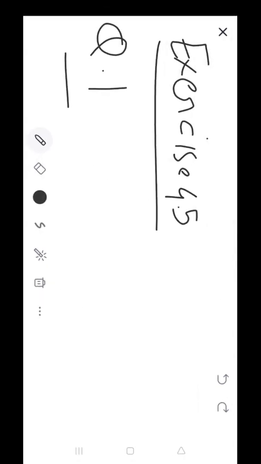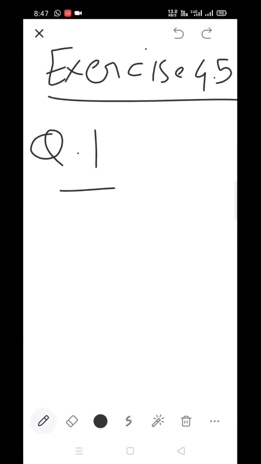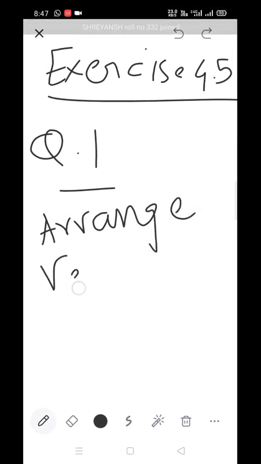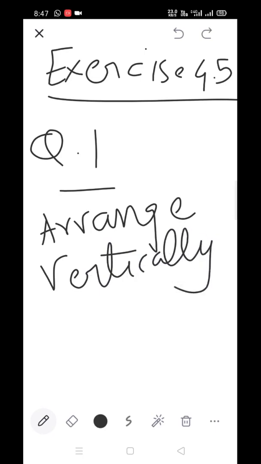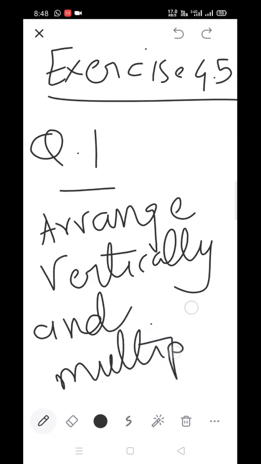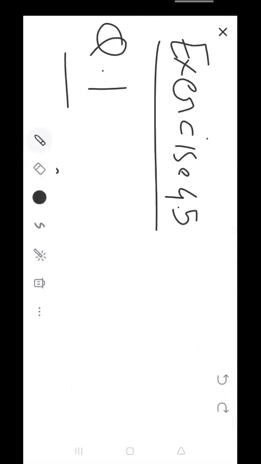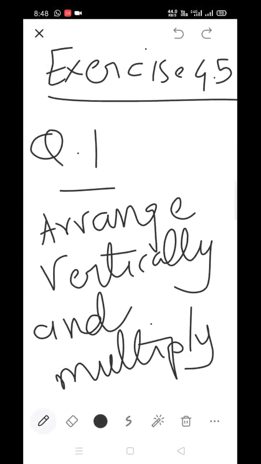Arrange the numbers vertically in a column and multiply. Write down the question 1 heading. Arrange the numbers vertically and multiply. In your notebook, write down the heading Exercise 4.5. Arrange the numbers, question 1. Arrange the numbers vertically in a column and multiply.